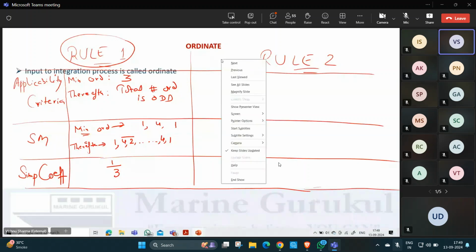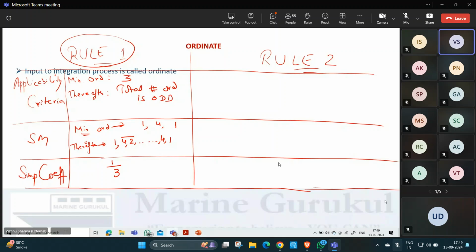Now, applicability for rule 2. Process for rule 2, table structure, everything will remain same. Only the applicability criteria will be different. Simpson's multipliers will be different and coefficient will be different. Applicability criteria for rule 2: it is first applicable with minimum ordinates of 4. If the number of ordinates is more than 4, then the total count of the ordinates must be one of these numbers, 4, and then you keep adding 3, 3, 3, 3. That means 4 plus 3, 7, then 10, then 13, then 16, and like this.